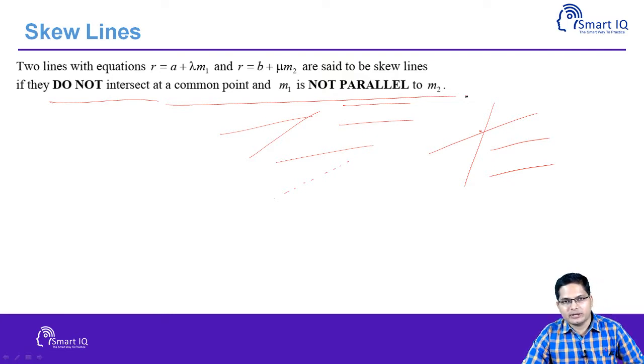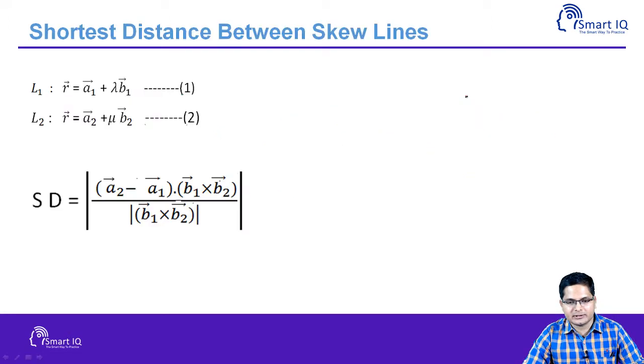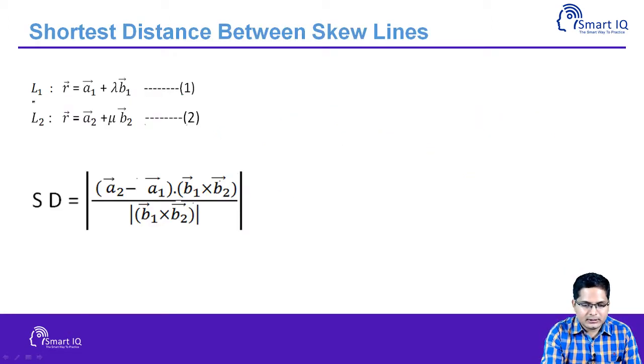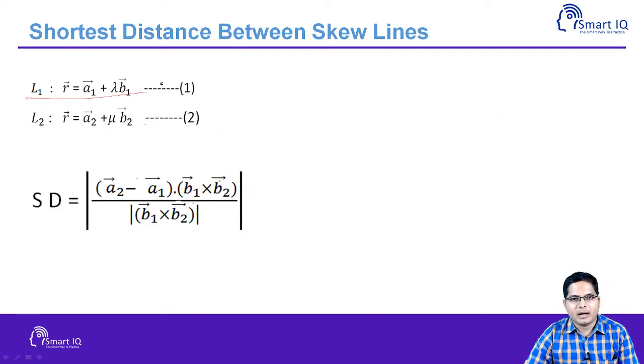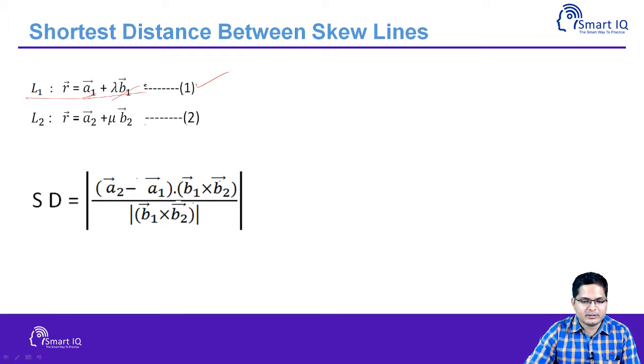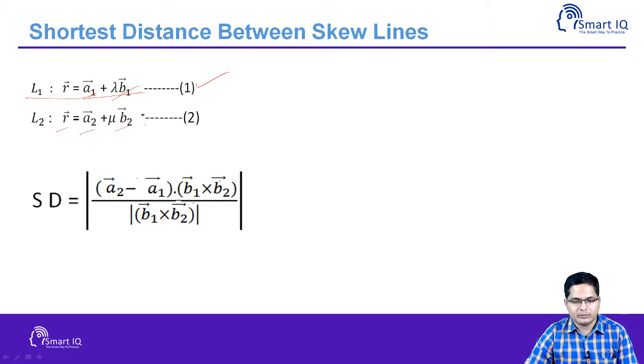So for skew lines, what is important is the shortest distance. Let us consider two lines: L1 equals A1 plus lambda B1. This is the vector form of a line. What is A1 here? A1 is a point on the first line. What is B1? B1 is the direction of the first line. Similarly, L2 is A2 plus mu times B2. B2 is the direction of the second line. A2 is a point on the second line.